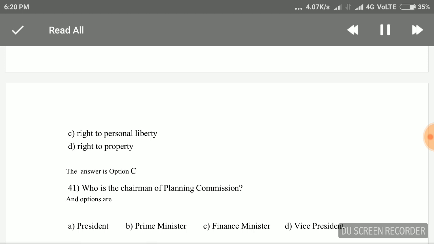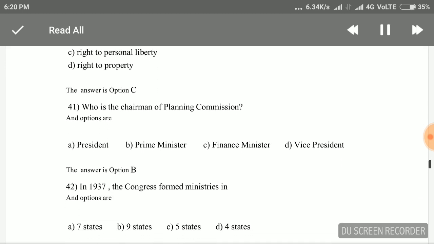41. Who is the chairman of Planning Commission? Options are A. President. B. Prime Minister. C. Finance Minister. D. Vice President. The answer is option B.